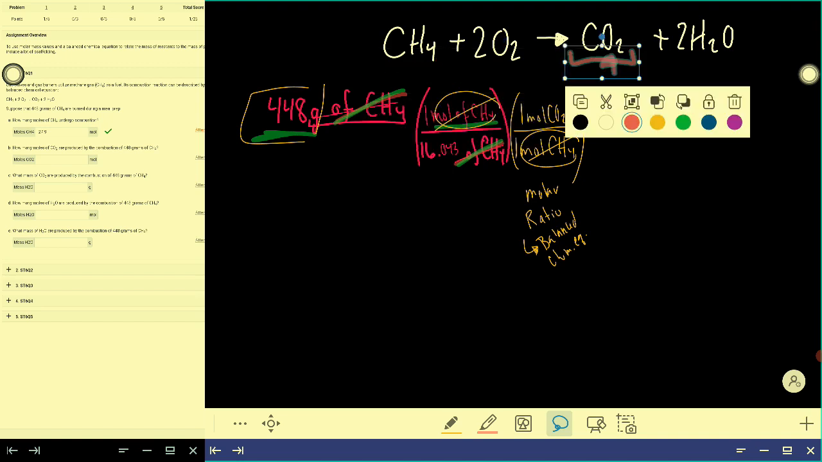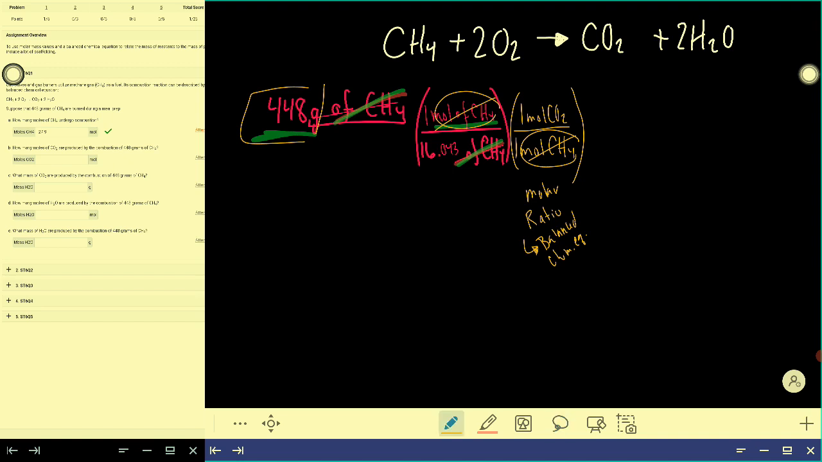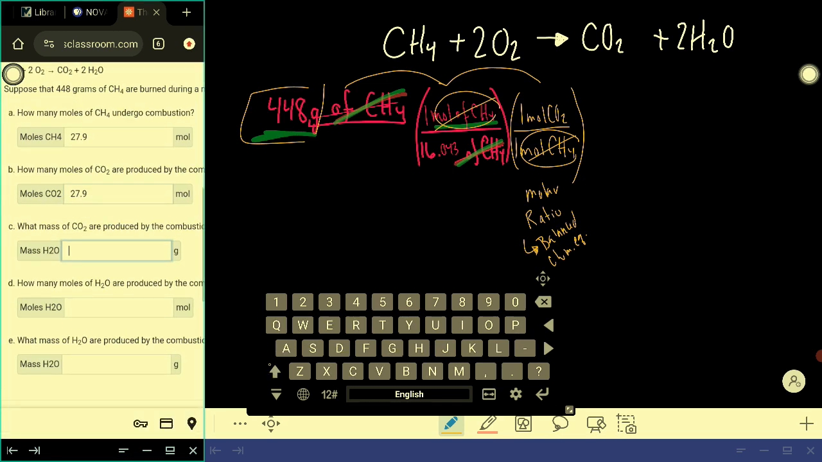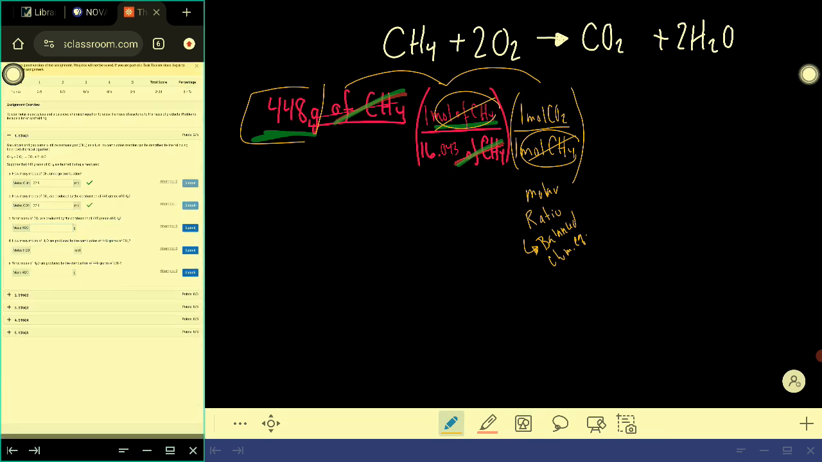All right. So I have gone from grams of methane to moles of methane to moles of carbon dioxide, and that's what I wanted to be in. Because it's a 1-to-1 ratio here, I can actually say that the number is not going to change. So I have the exact same number that I had in the previous problem, 27.9 moles of carbon dioxide. All right, next it asks me for the mass of carbon dioxide produced by 448 grams of methane.